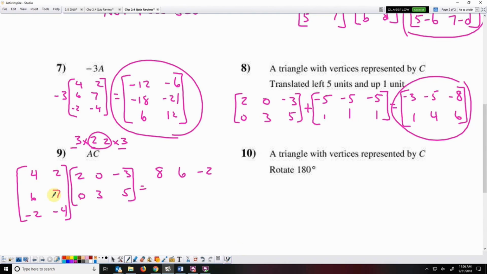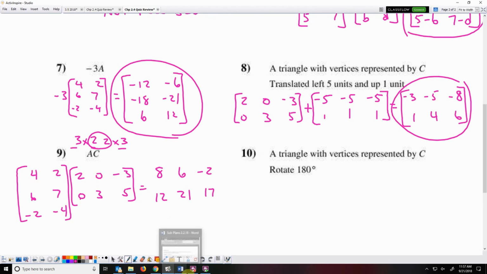Then we've got the second row by each column. 6 times 2 is 12, 7 times 0 is 0. Add those together and you get 12. 6 times 0 is 0, plus 7 times 3, 21. 6 times negative 3 is negative 18. 7 times 5 is 35. Negative 18 plus 35 is 17.